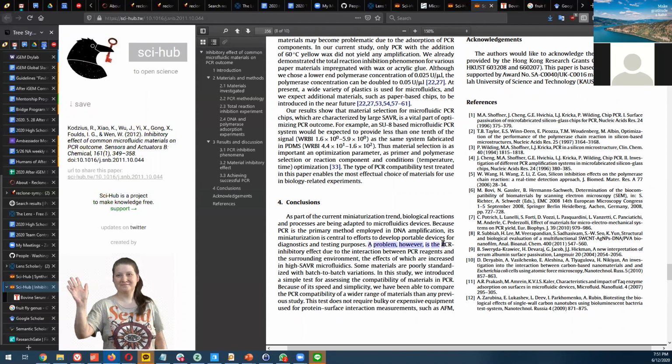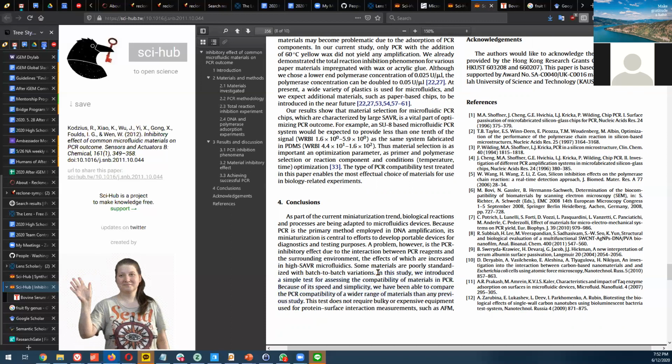It says, "A problem, however, is a PCR inhibitory effect due to the interaction between PCR reagents and the surrounding environment." So that's the problem that they identified. "Some materials are poorly standardized with batch-to-batch variations. In this study, we introduced a simple test for assessing the compatibility of materials in PCR. Because of its speed and simplicity, we have been able to compare the PCR compatibility to a wider range of materials than any other previous study."